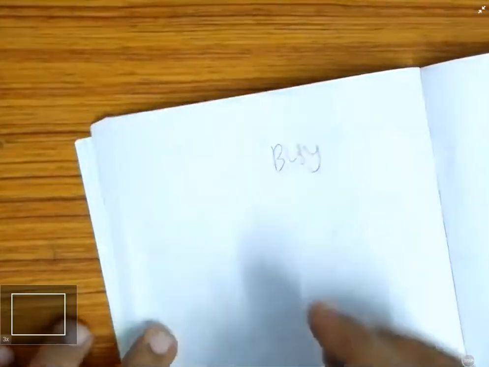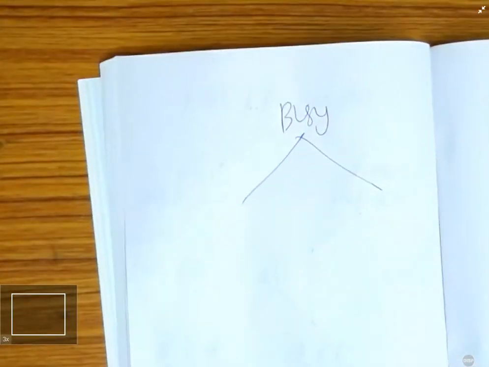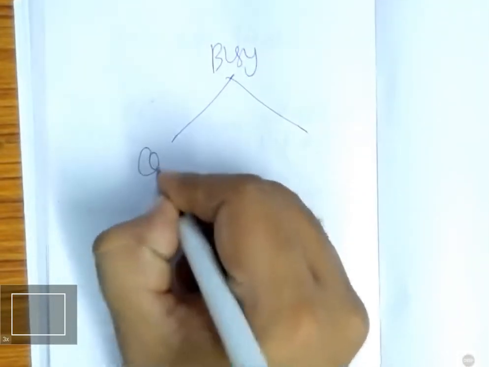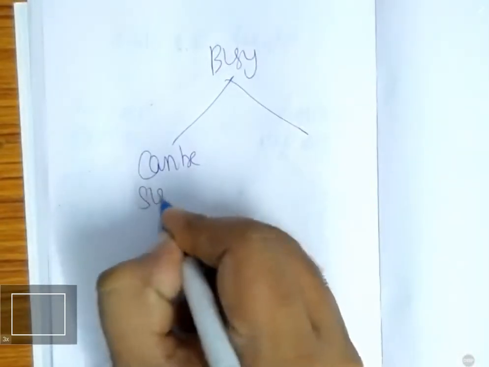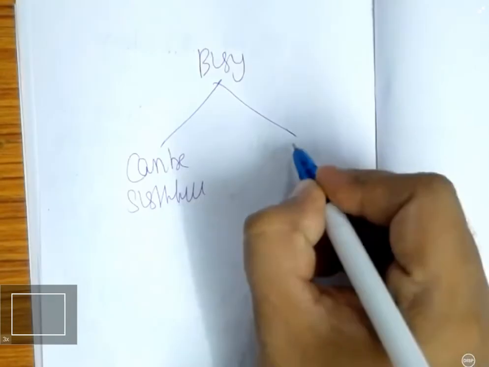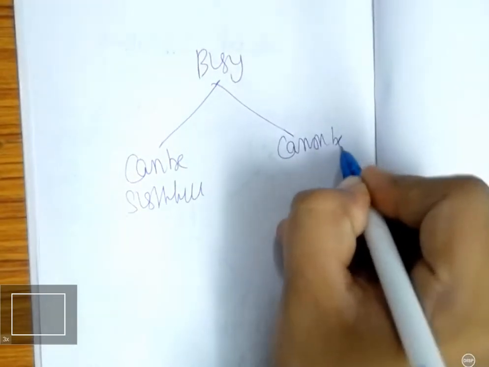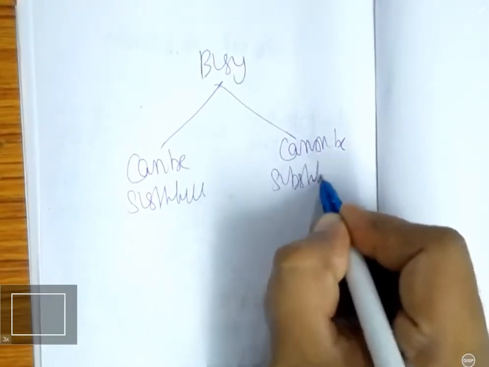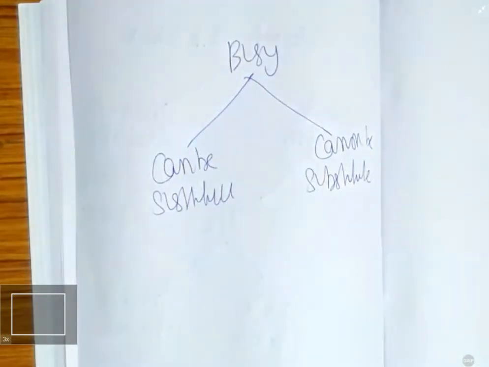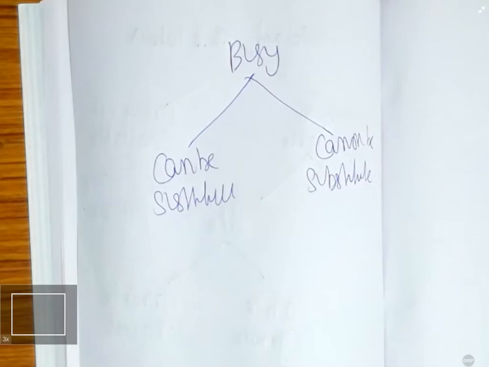Now listen for some time. On the busy part, 2 possible scenarios can exist. In one scenario, they can be substituted; in the second scenario, they cannot be substituted.